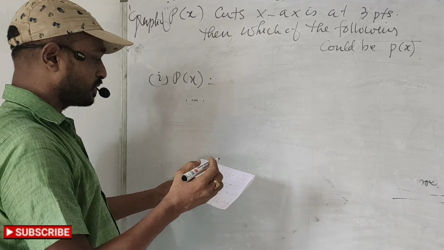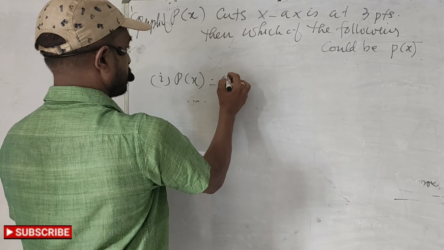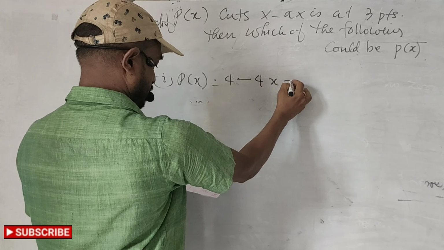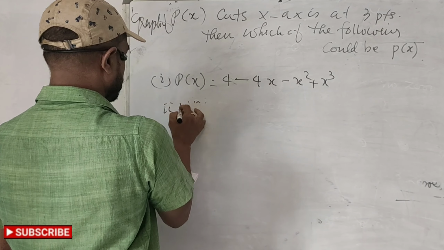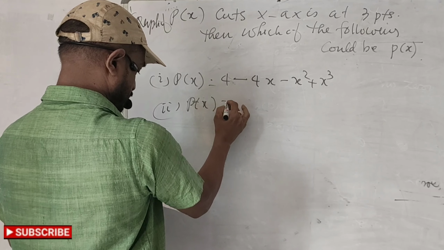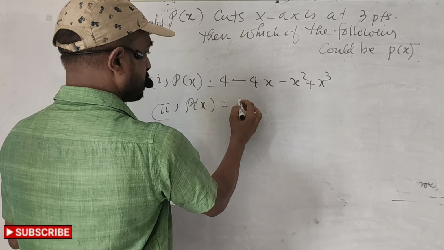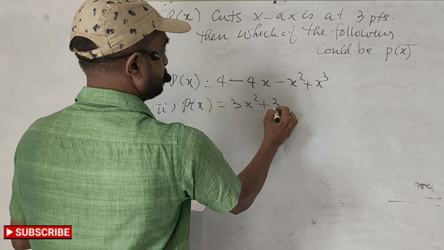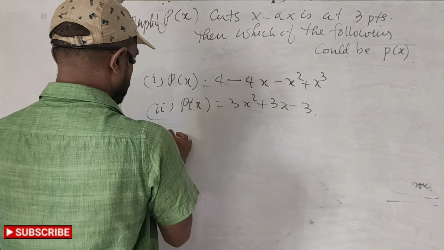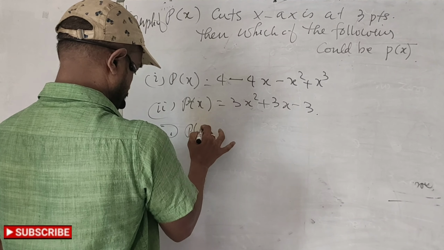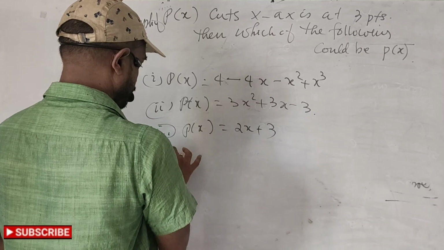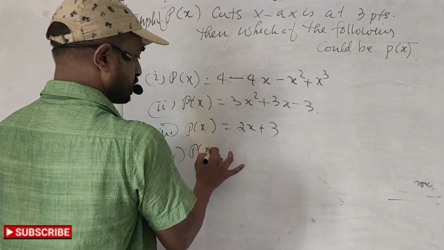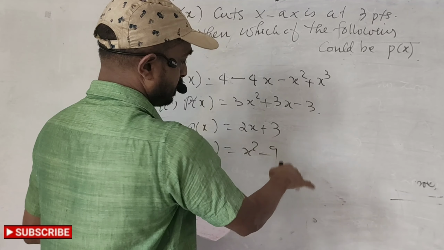First one is p of x is equal to 4 minus 4x minus x square plus x cube. And the second option is p of x is equal to 3x square plus 3x minus 3. And the third option is p of x is equal to 2x plus 3. And the fourth one is p of x is equal to x square minus 9.